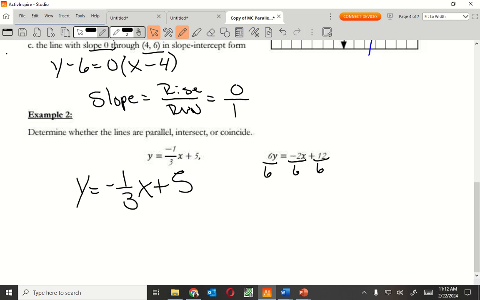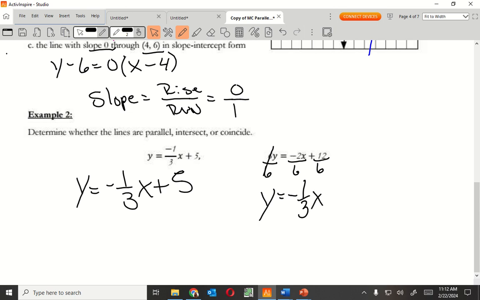So that's 6 divided by 6. Those are going to cancel, leaving me with just 1y, equals. What's 2 over 6? Can I reduce 2 over 6? Yes, you can. We don't have to flip it. So we reduce to 1 over 3. Yes, good job. So it's a negative 1 over 3x.